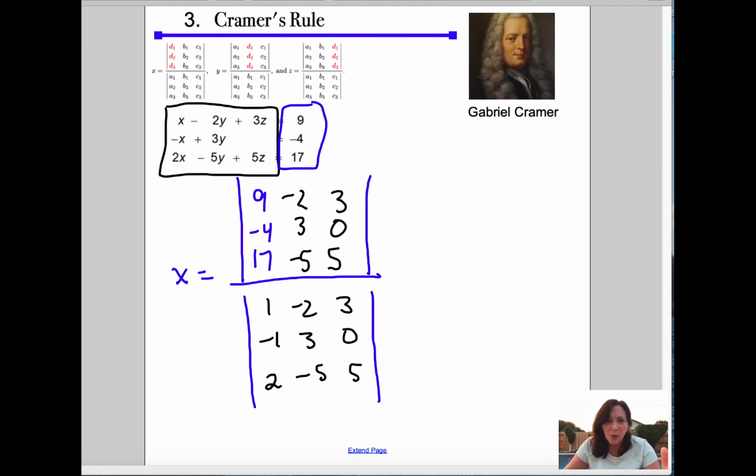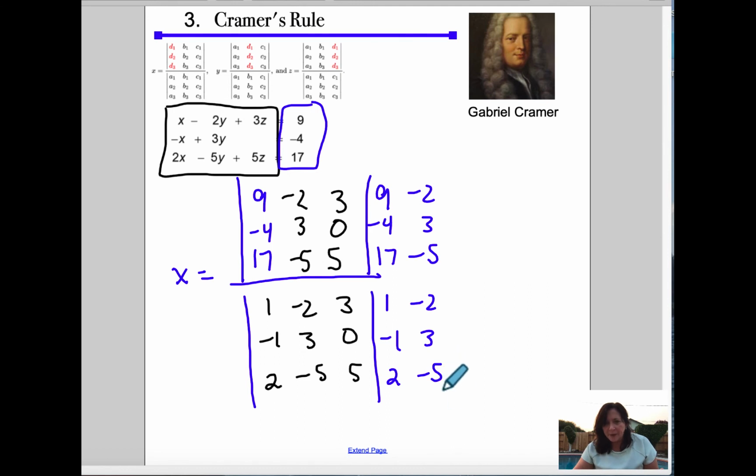And so now, remember, I have to rewrite the first two columns. So in doing that, I'm going to go 9, negative 4, and 17. Then I get negative 2, 3, and then negative 5. Now rewriting the first two columns on the denominator, again, we have 1, negative 1, 2, and we have negative 2, 3, and negative 5. So for this, we've rewritten the columns. Now we just have to multiply, so this is fun.